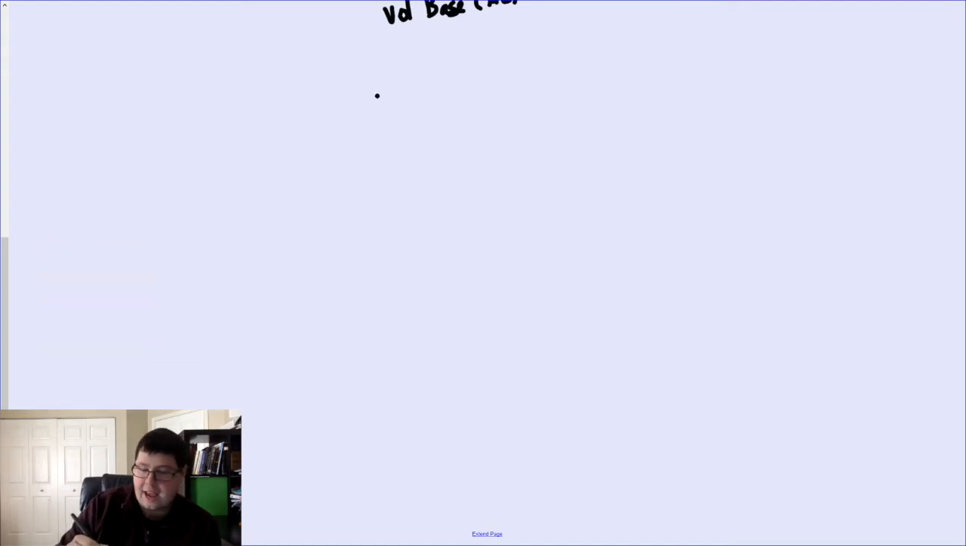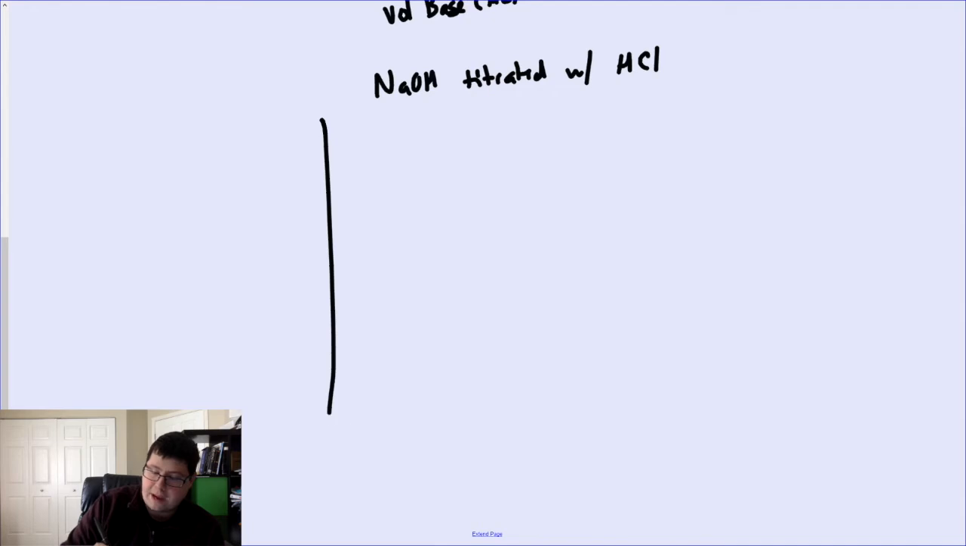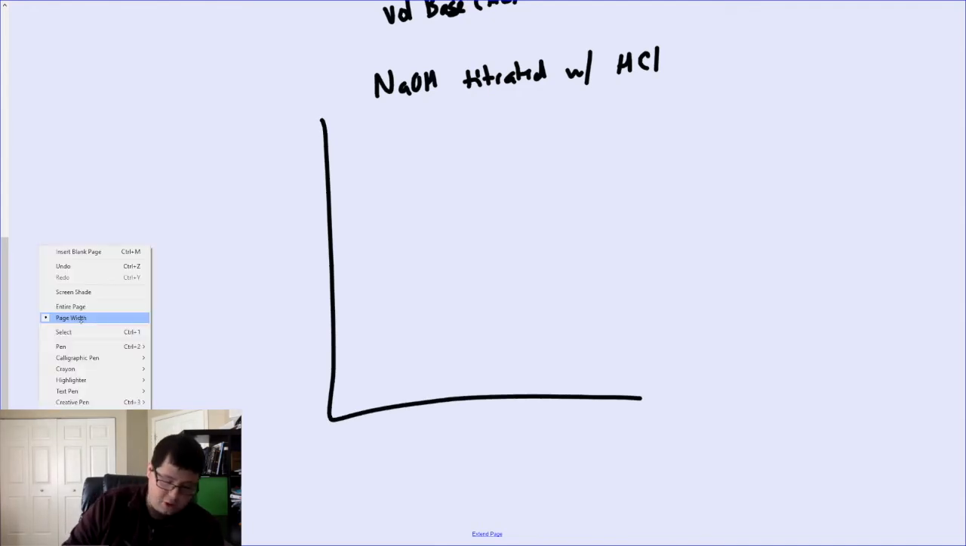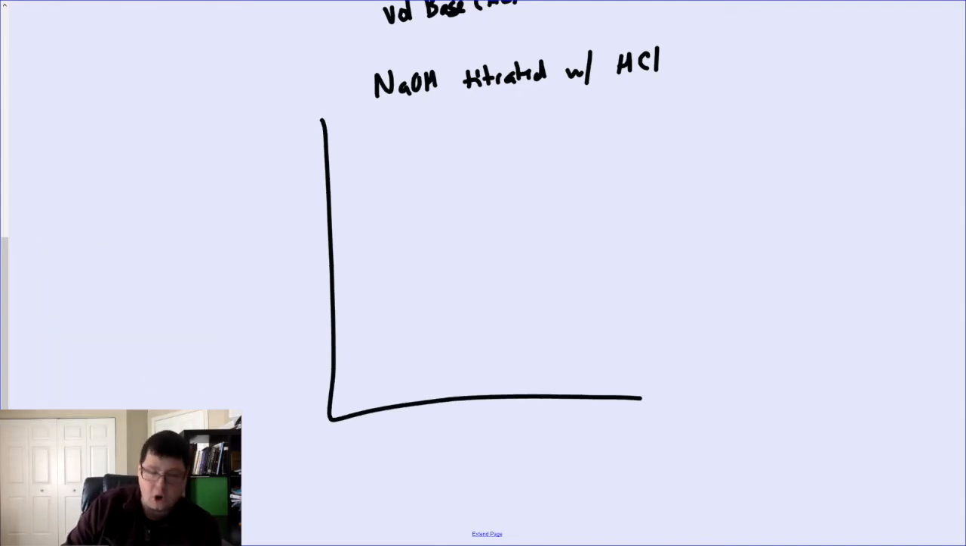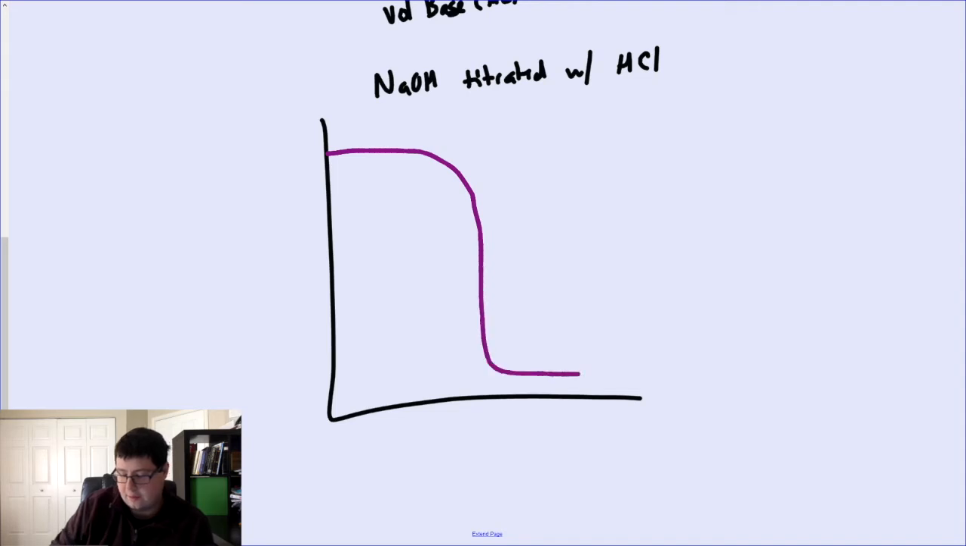So let's say instead I titrated NaOH with HCl. The only major difference with this curve here is that instead of starting at a low pH, because I'm starting with NaOH, I'm now starting with a high pH. And so I would be able to draw a curve that looks like this for a strong base titrated with a strong acid.